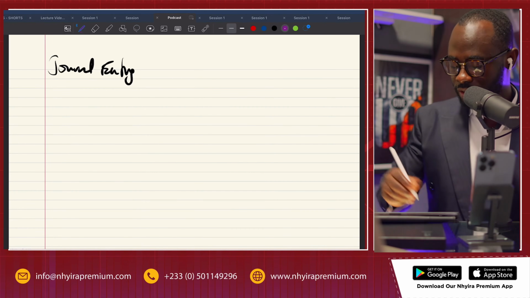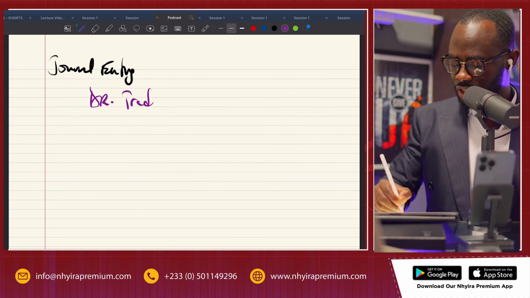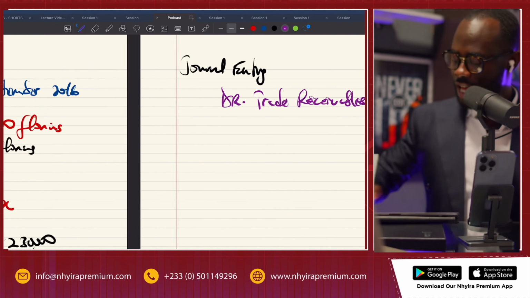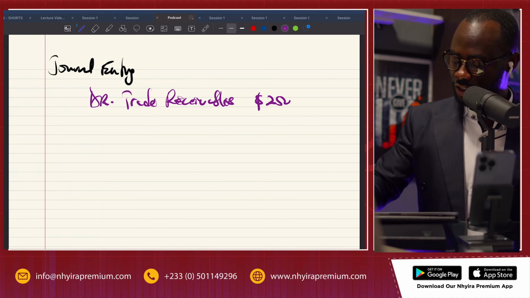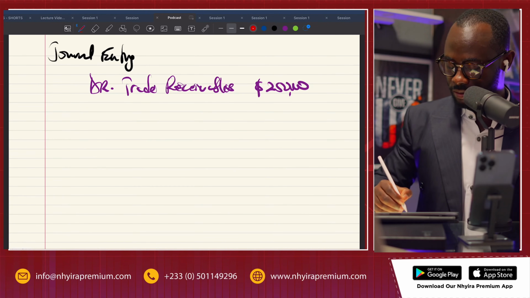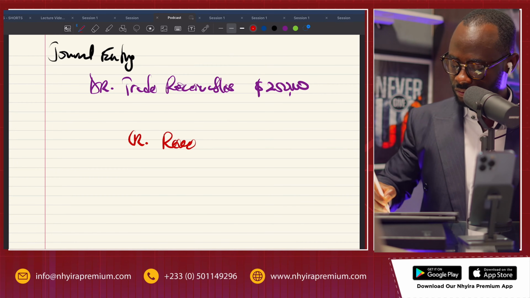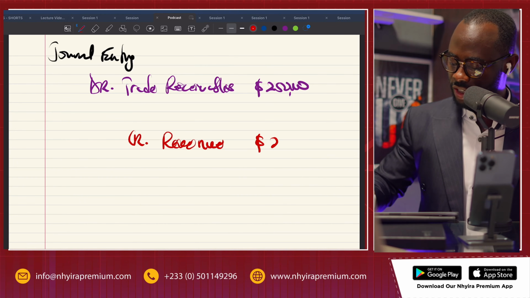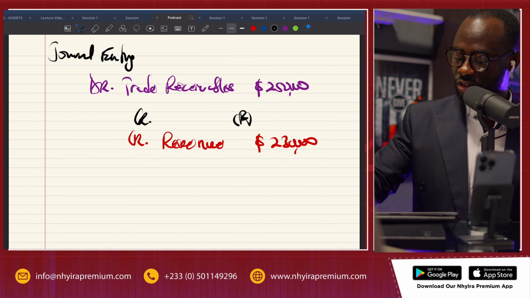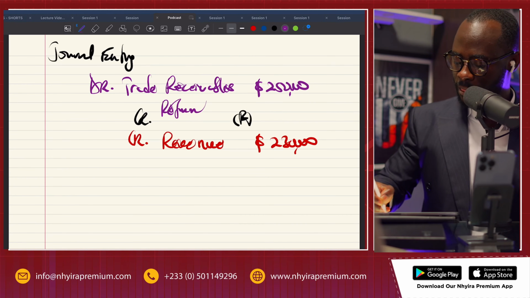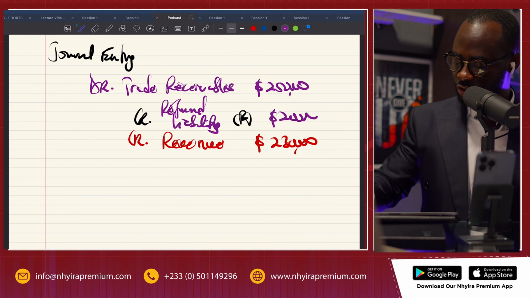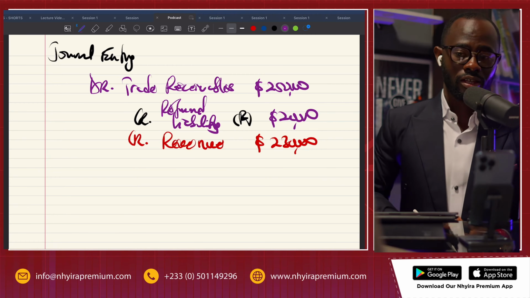It will be to debit trade receivables with the entire figure of $250,000. All right. Then we will credit revenue with the 230,000. Then the balancing figure is what we are crediting to refund liability, which was the $20,000. Do you see it? So that is the initial measurement.